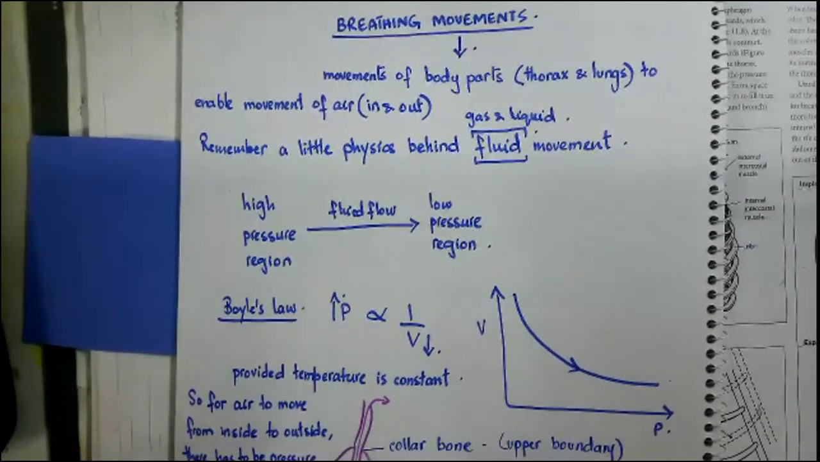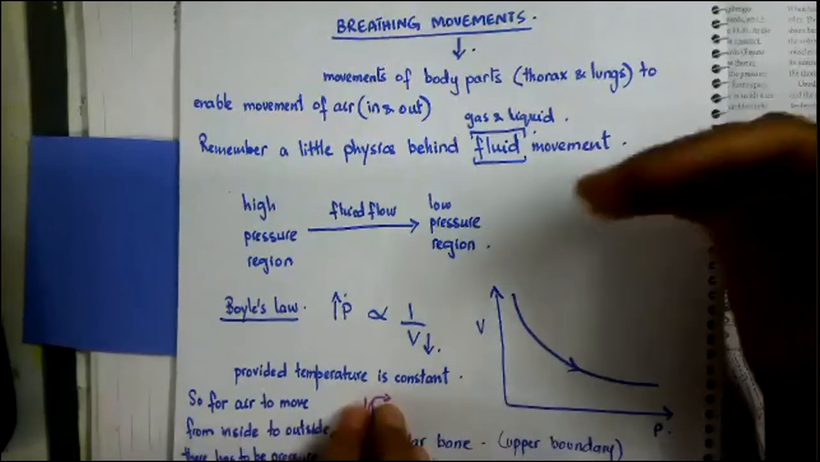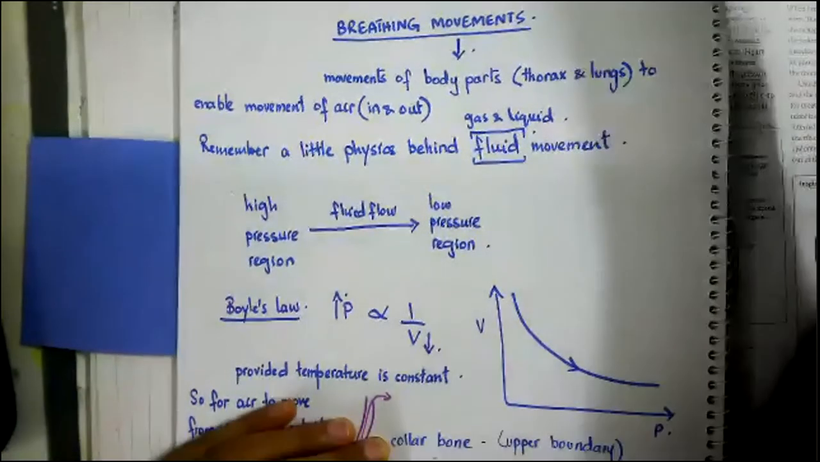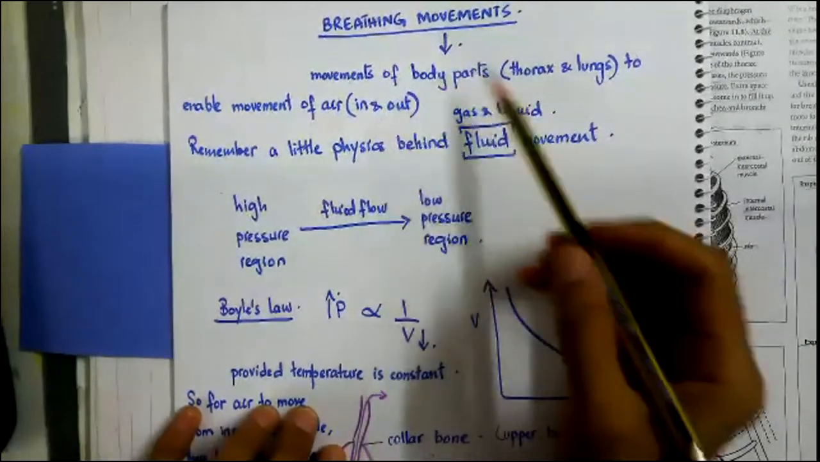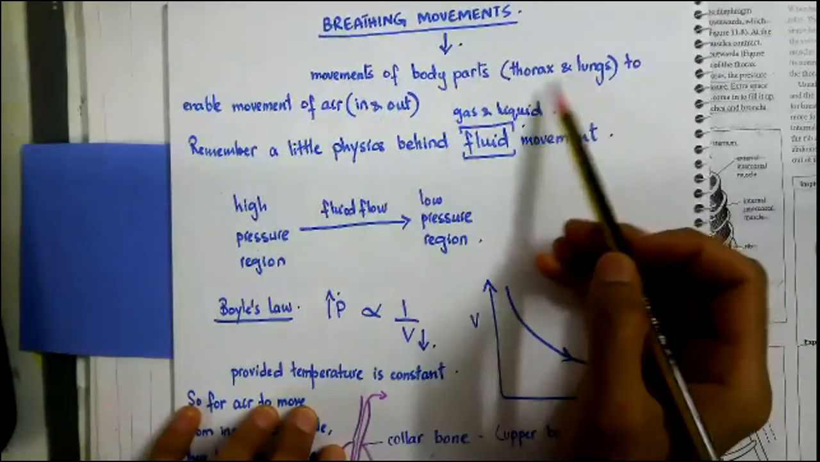So today we are going to start the topic of breathing movements. We have talked about respiration, we talked about gas exchange, and now breathing movements. I hope you understand the difference between respiration, gas exchange, and breathing movements. We will recap at the end of the chapter again. Breathing movements are the movements of body parts which help in the movement of the air in and out of the body, and basically thorax and lungs.